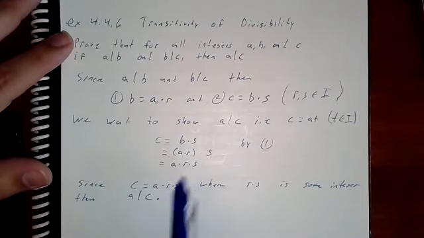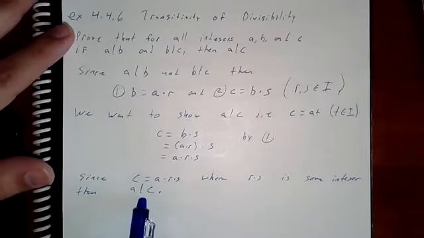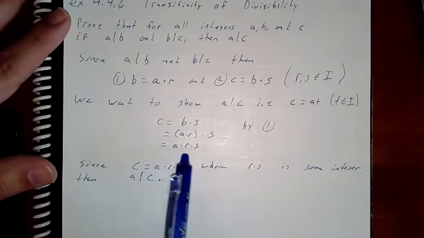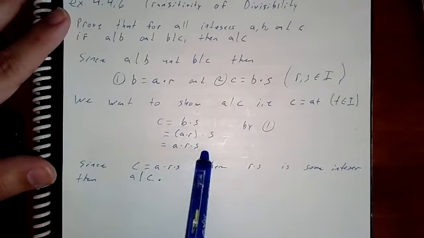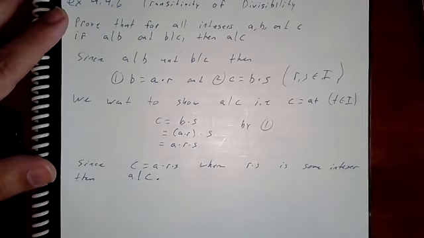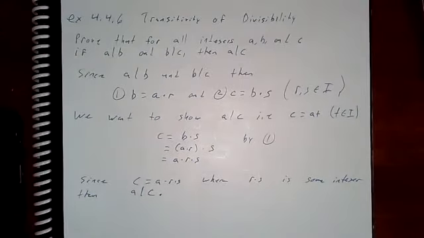And once we change it back into going the other direction, using the definition, if you can write a times some multiple, and that's equal to c, then that means that a divides c. That's a proof of transitivity of divisibility.